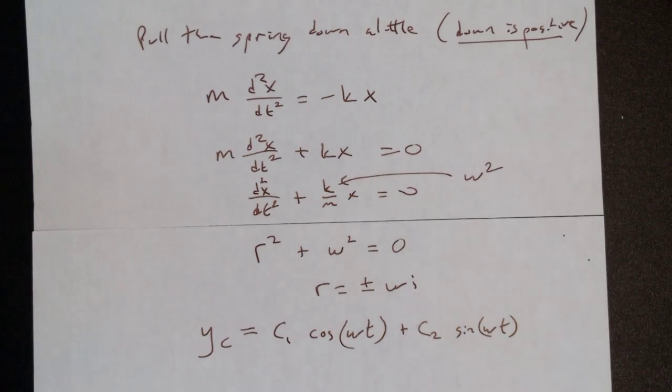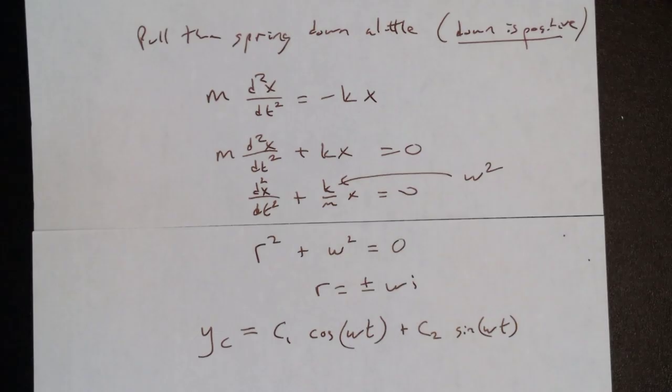If my original stretch was some known number, say we were at 15 centimeters here, I stretch it down, say 5 centimeters, and I let it go. But I'm holding it at rest. What's the initial velocity? 0. And the initial position is however far I stretch down. I said 5. We have an initial value problem. We can solve for C1 and C2, right?